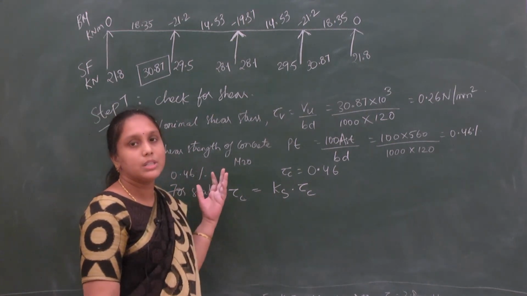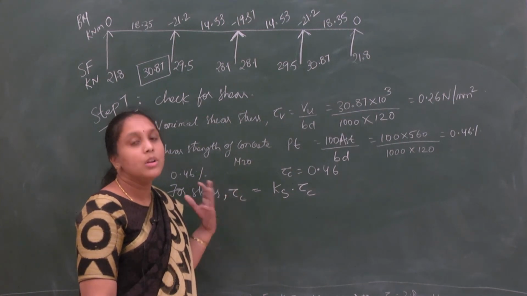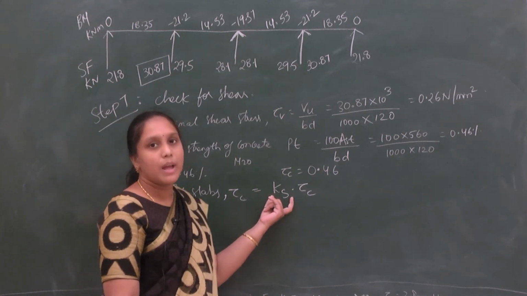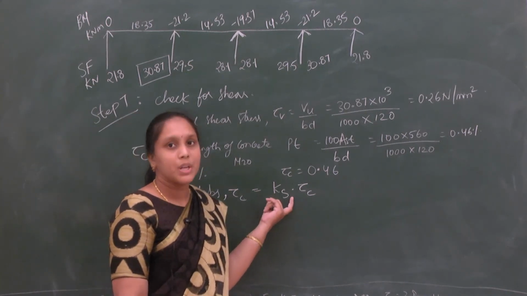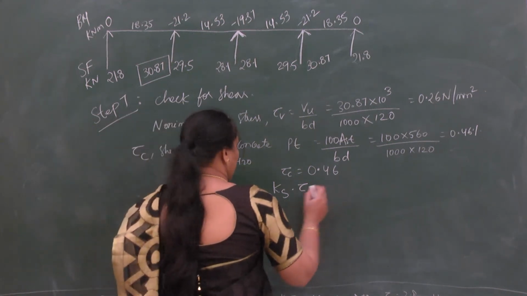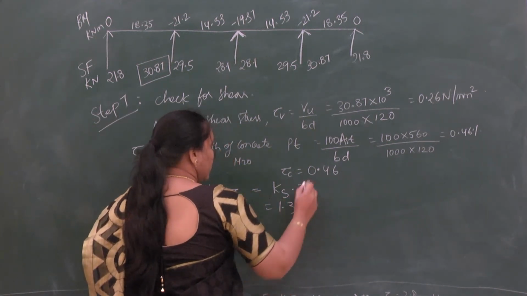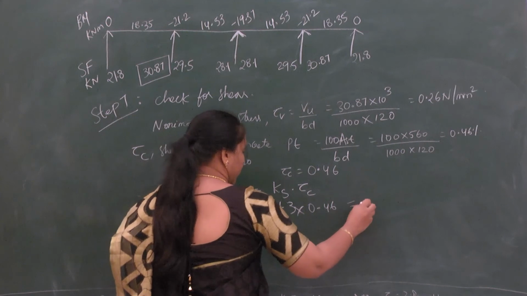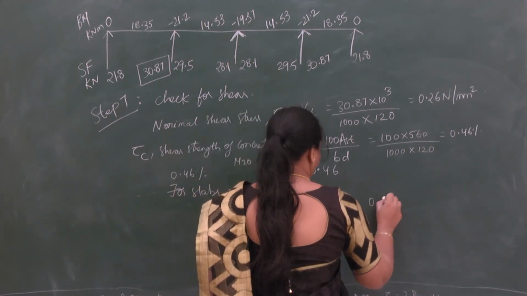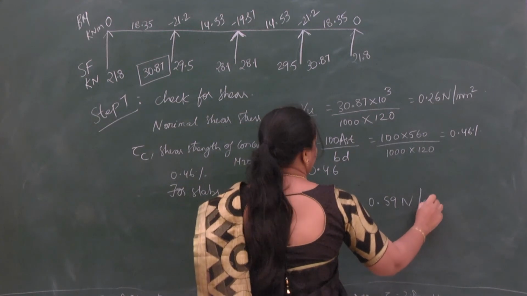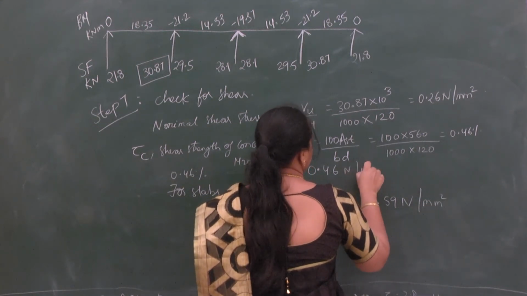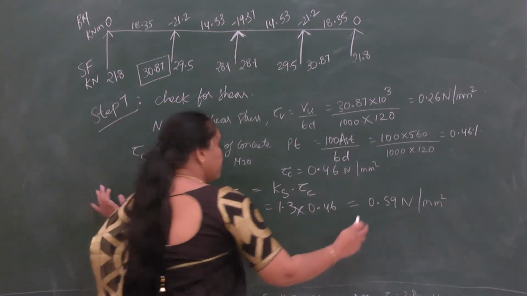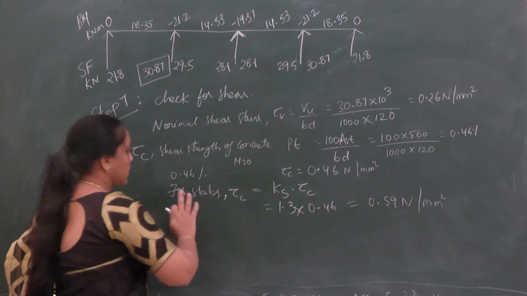So what is the depth of the slab here? The depth of the slab is 150 mm. So for the depth of the slab less than or equal to 150 mm, the Ks value given in that particular table is 1.3. So the tau C value will be 1.3 into tau C of the beam, which is 0.46, which will give you 0.59 Newton per mm square. So the tau C value is 0.59 Newton per mm square for the slab.